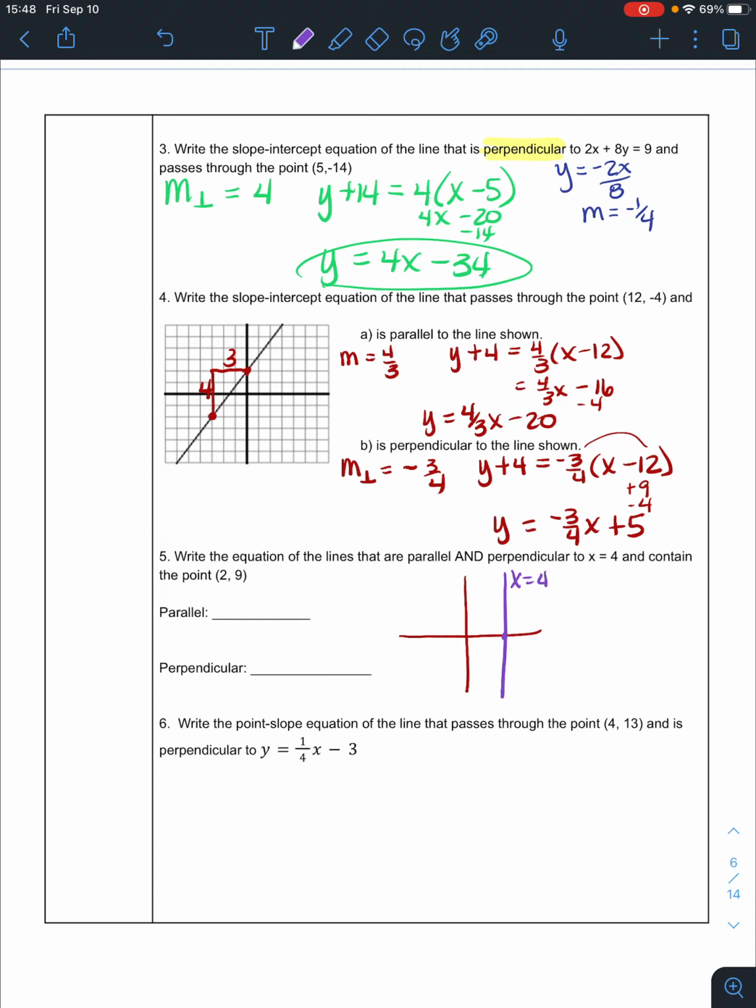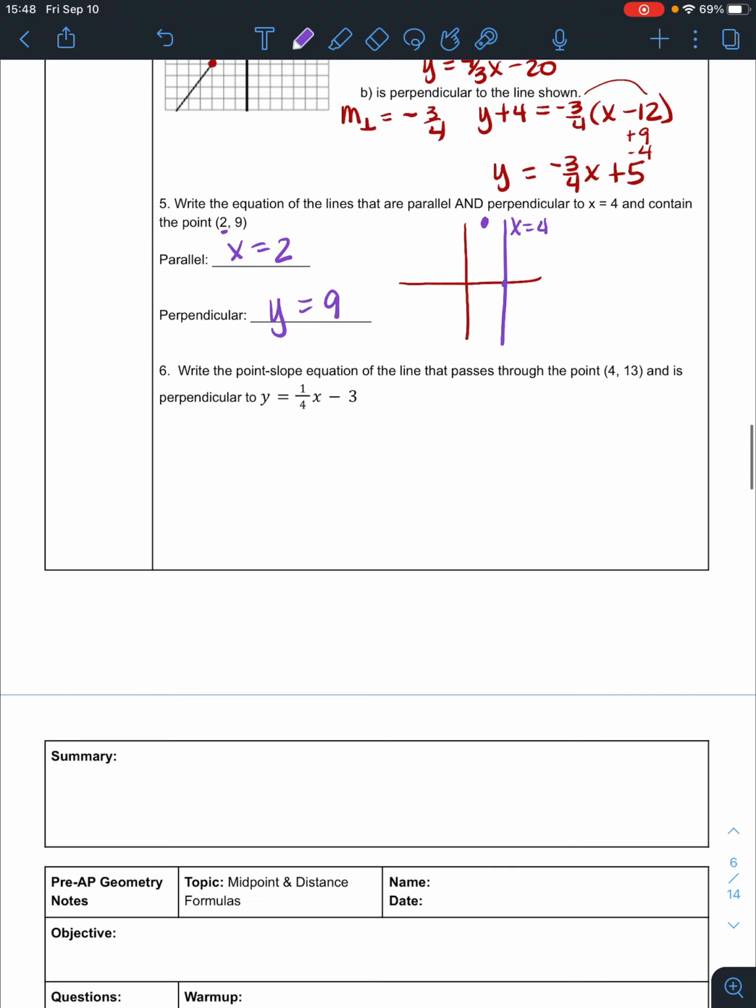So my parallel line has to go in the same direction. So it's going to be x is equal to, well, right here you can see that x is equal to 2 because we want it to pass through 2, 9. So it's going to pass through over here somewhere. And then perpendicular to that, perpendicular to vertical is horizontal. Horizontal crosses through the y-axis. So that would be your y is equal to 9 equation.